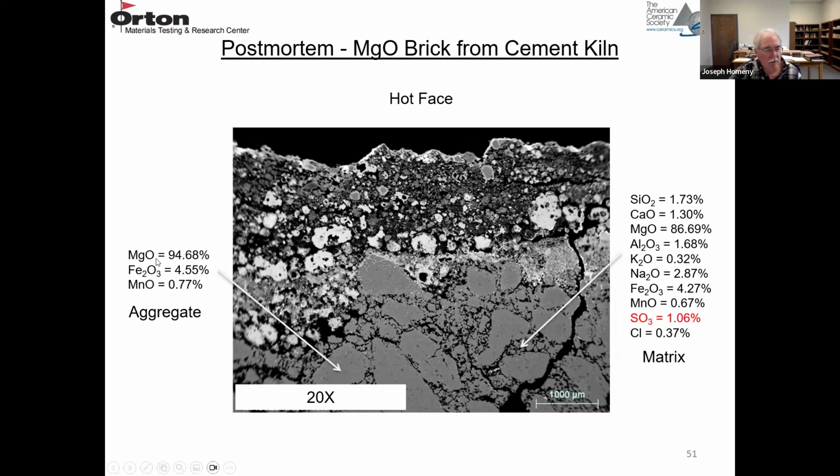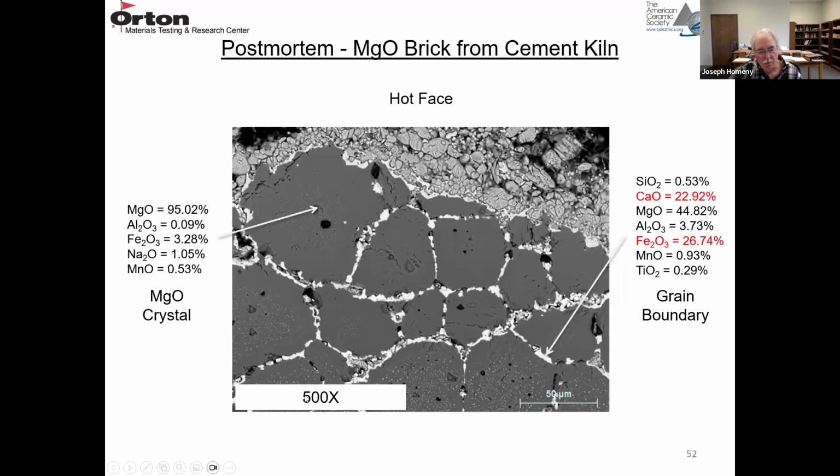So the aggregate is a high MgO, about 95%, the balance being Fe2O3. And then the matrix is still high in MgO, but there's some silica and lime present, and also SO3, about 1%. And then a higher magnification, 500x, right at the hot face. So this is the hot face. This is the cement clinker. The MgO crystal is about 95% MgO and 3% Fe2O3.